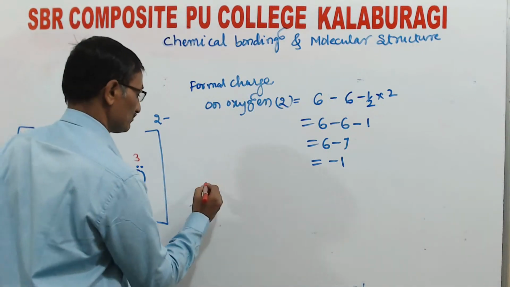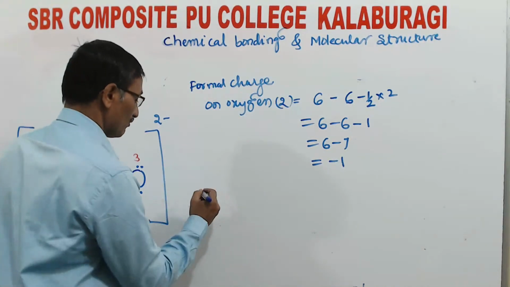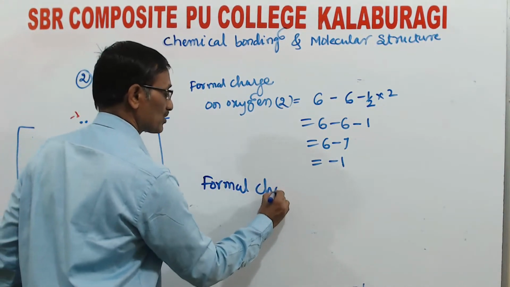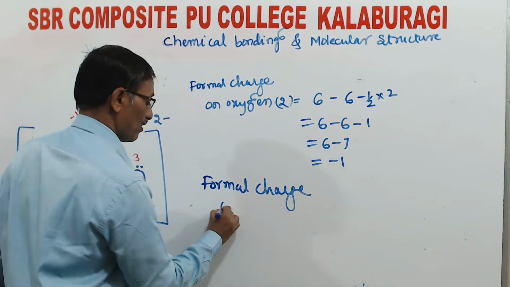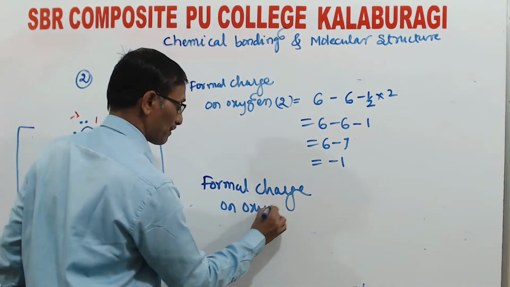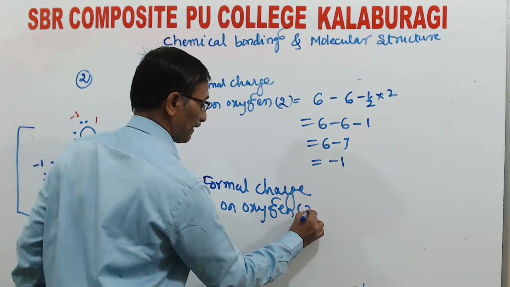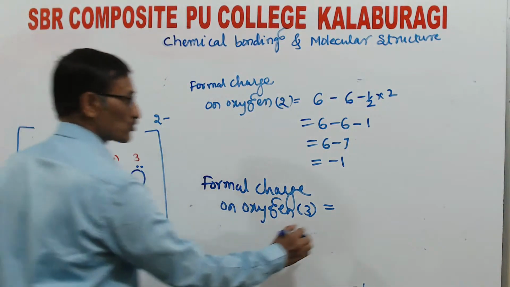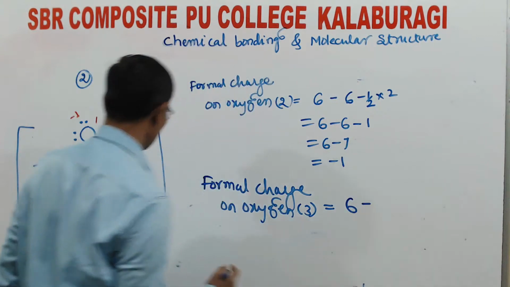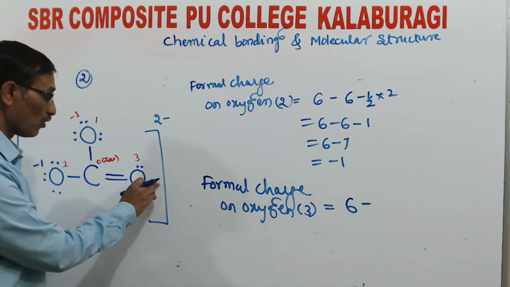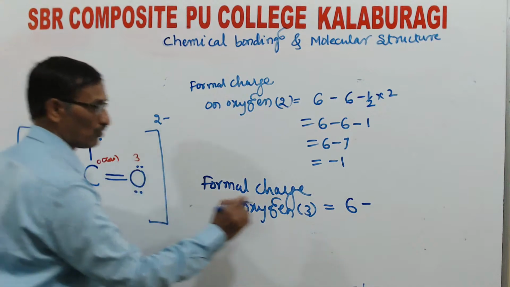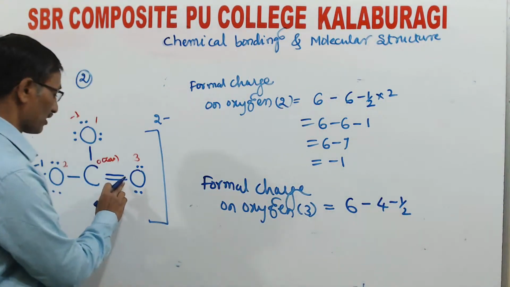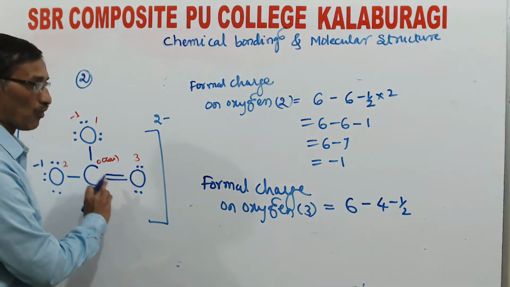Formal charge. Dear students, here, formal charge on oxygen 3, the third atom. Again, as usual, 6 valence shell electrons are there. Lone pair of electrons: 1, 2, 3, 4. 4 minus 1 by 2. So now we have 1, 2, 3, 4.